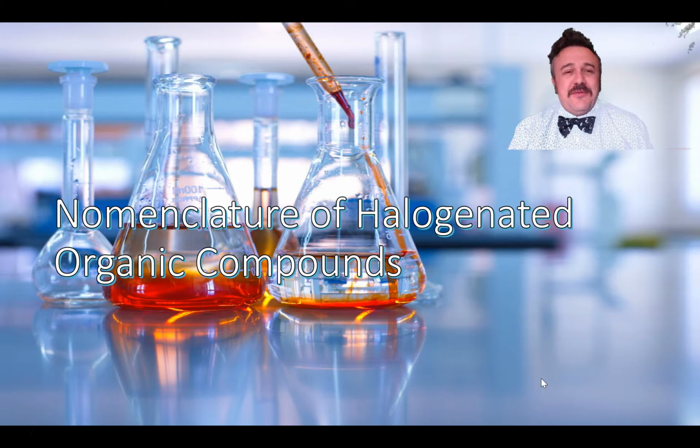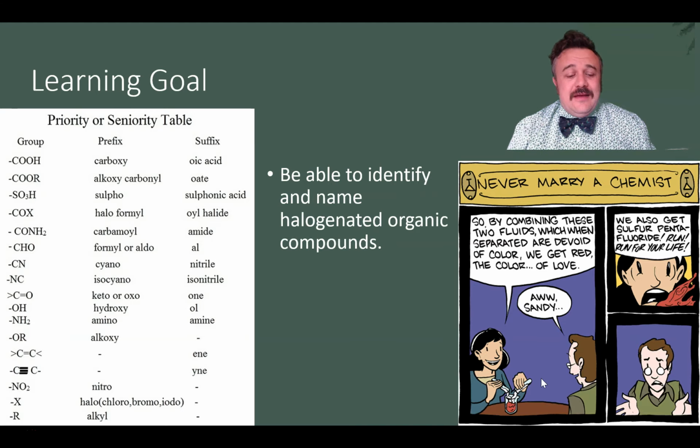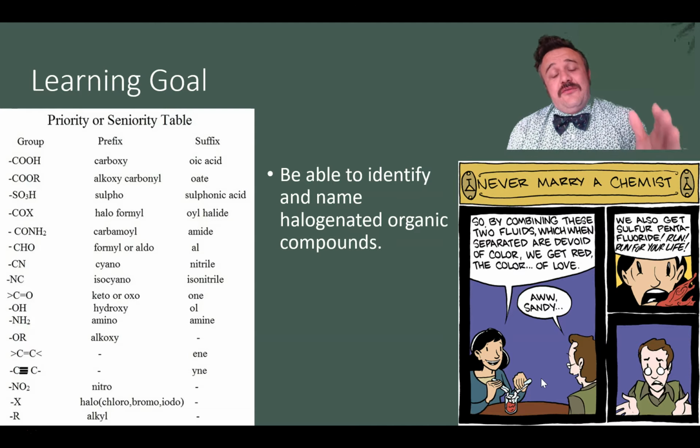So let's look at the nomenclature of halogenated organic compounds. They go through something a bit weird here. They do these a little differently to other types of organic compounds. So our first thing is we're going to be able to identify halogenated organic compounds. And that means it's a compound with a halogen. So that's those group 7 elements right on the front.